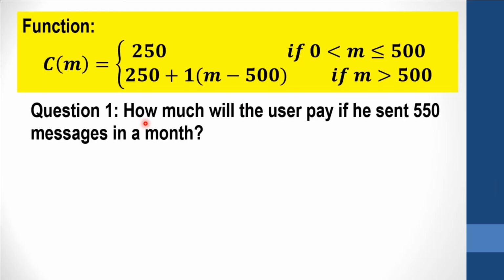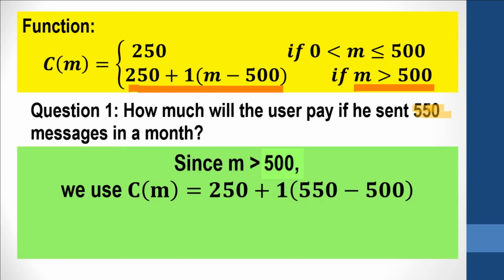Question: How much will the user pay if he sent 550 messages in a month? Okay, what function will we use? Let's look at the condition. So, pasok siya dito sa condition na to. Therefore, we use this function, 250 plus 1 times M minus 500. Since M is greater than 500, we use C of M, or the cost of M, equals 250 plus, substitute lang natin, 1 times ating M, naging 550, since ito yung given natin, 550 minus 500.